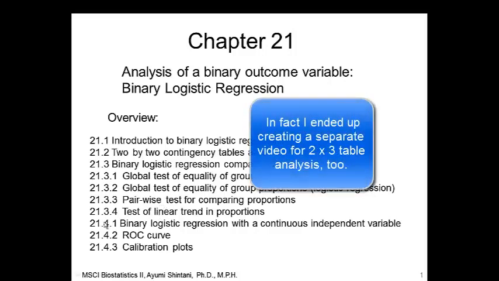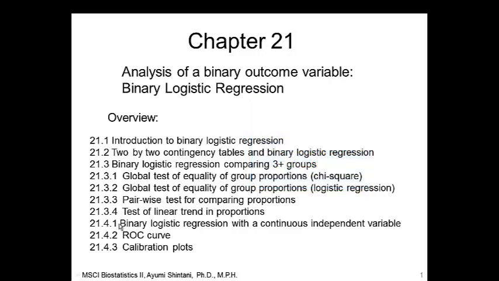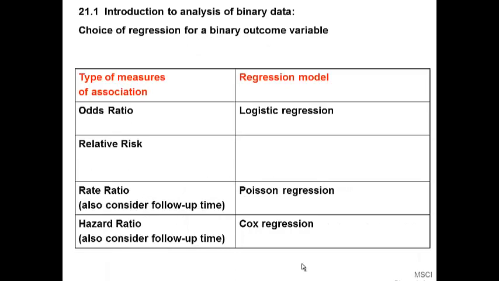In the last half of this video, I will probably create a separate video for this. We will talk about binary logistic regression when you have a continuous independent variable, and especially talk about ROC curves and calibration plots. And this table summarizes typical choices for regression with a binary outcome variable.